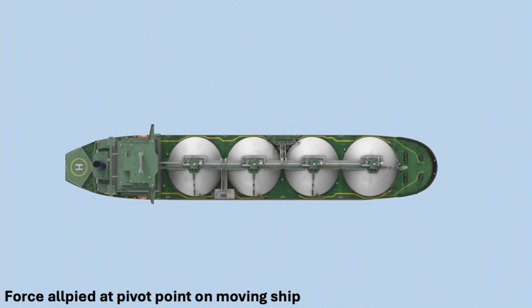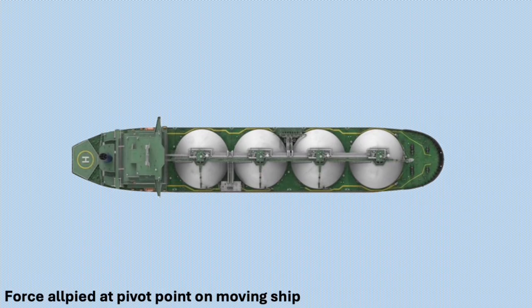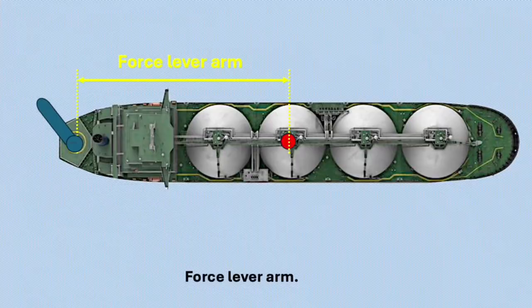The reaction of the ship to an applied force also depends on her speed through the water. In this example, the ship is slowly moving ahead and the tug is pushing at the pivot point. She will move sideways to port side because of the tug push, and at the same time she is moving ahead. The resulting movement will be ahead and to port. The force lever arm is the perpendicular distance from the pivot point to the line of action of force. Changes in pivot point location lead to changes in force lever arm.